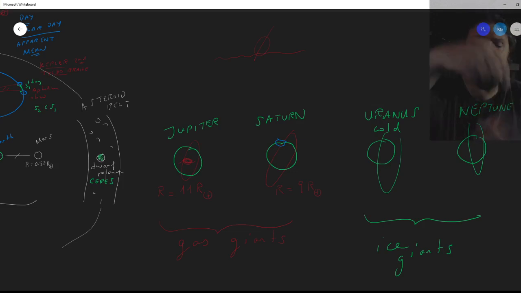Remember the tilt in a planet's axis of rotation, like Earth is 23.5 degrees. Well, Uranus, guess what, is 95 degrees. So Uranus rotates like this around the sun. Okay? And then Neptune. Also, Jupiter and Saturn have many, many moons. Okay? Like 80 or 70 satellites.